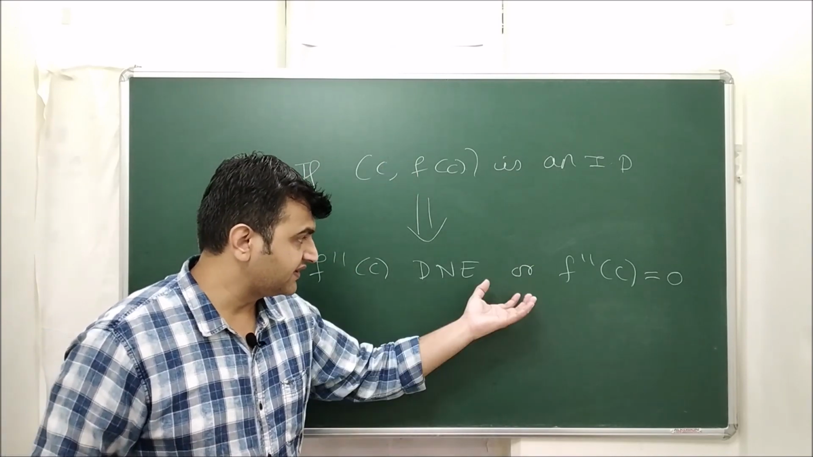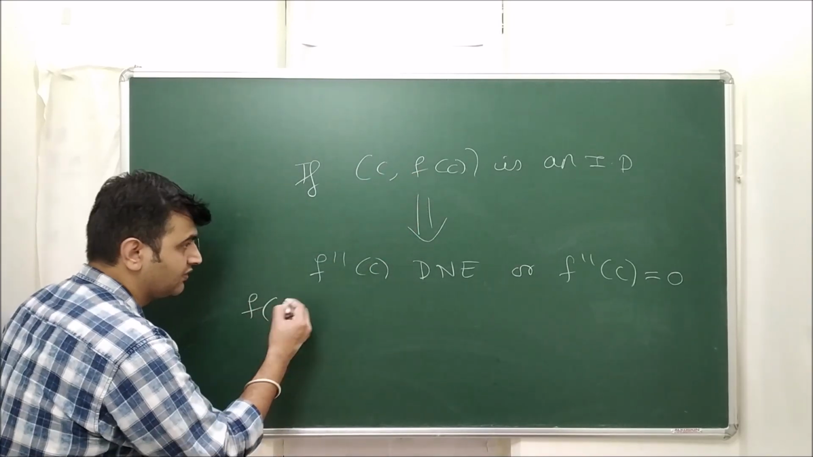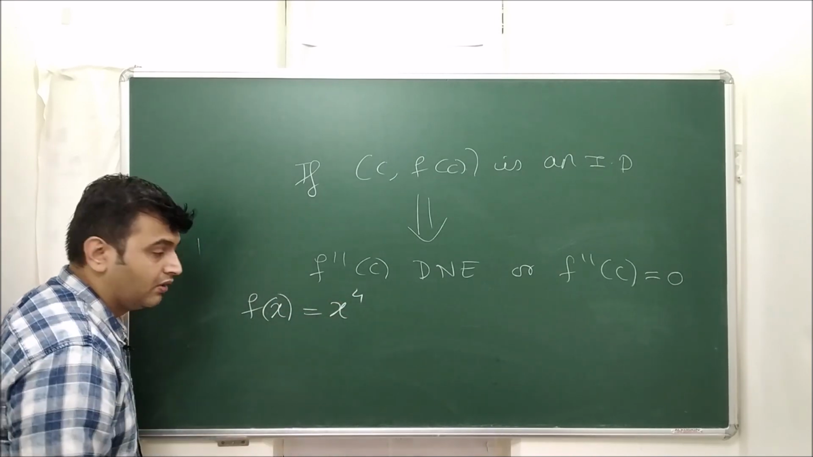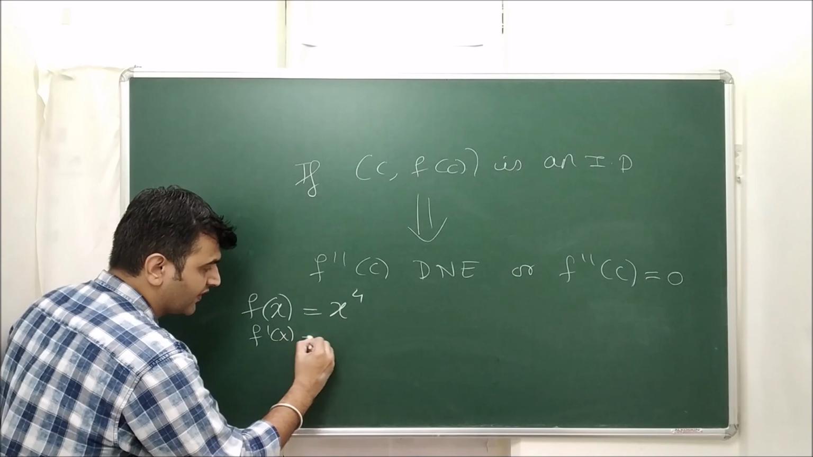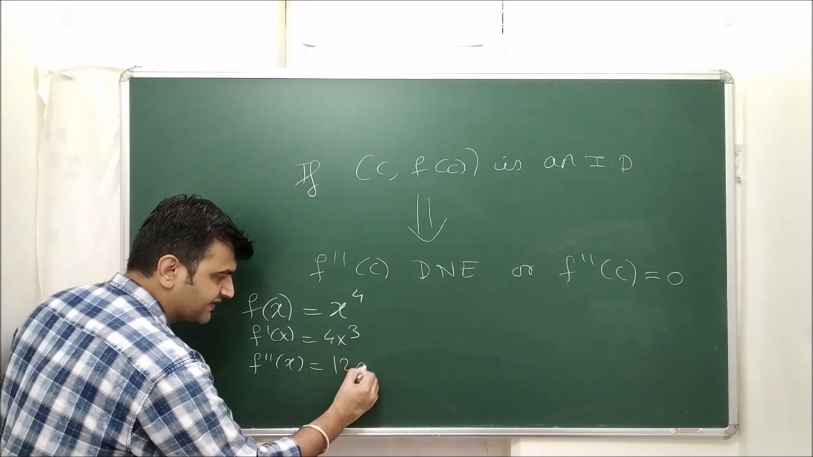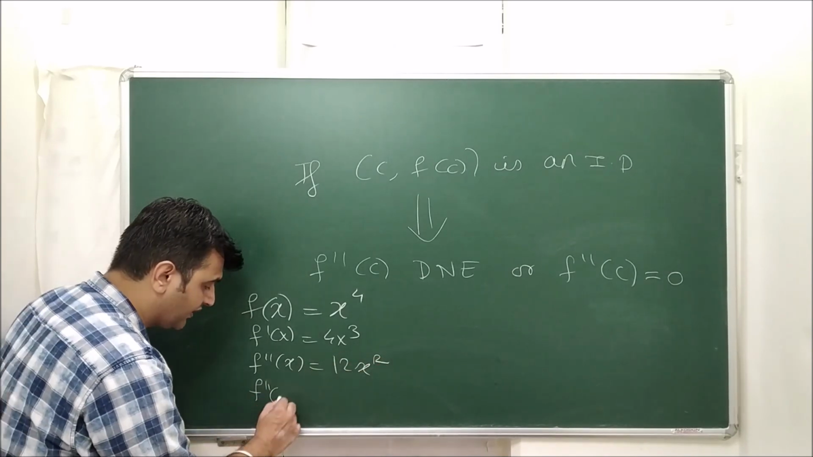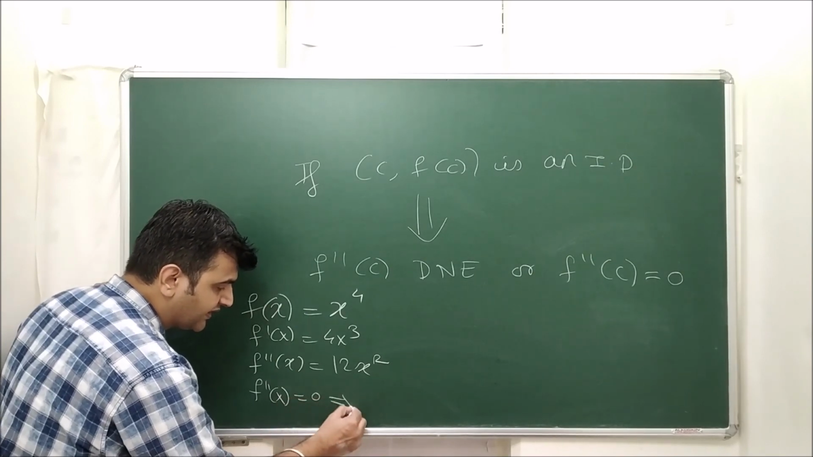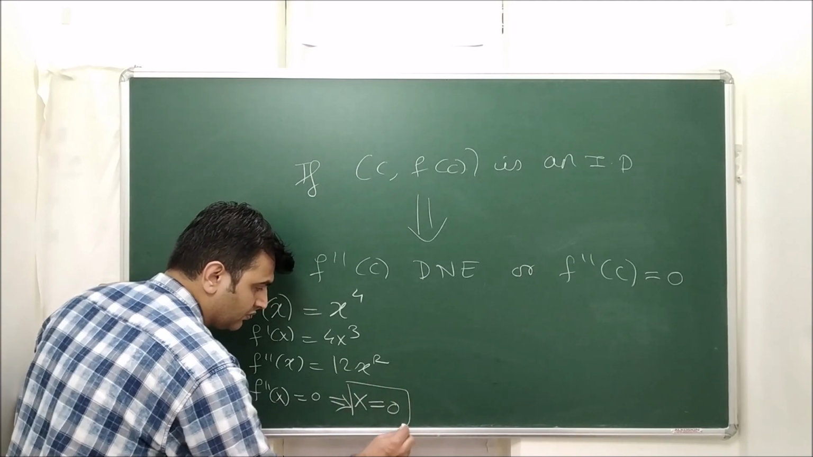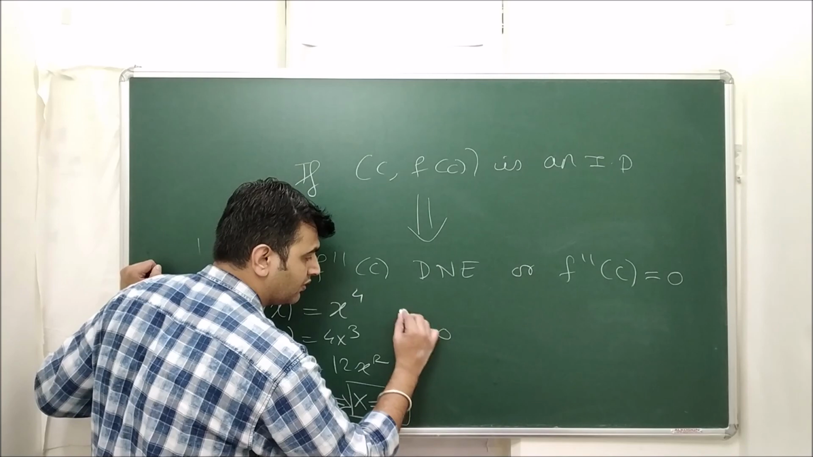If this is happening, that does not guarantee the inflection point. So if I give you f of x, the counter example to the converse. If I give you x raised to 4, what is f dash of x? It is 4x cube. What is f double dash of x? It is 12x square. And f double dash exists because it's a polynomial. And when f double dash of x is 0, when 12x square is 0, that means your x is 0. So my c is 0 over here.